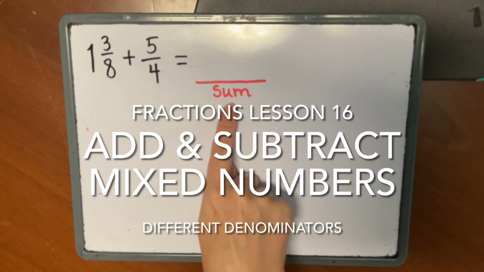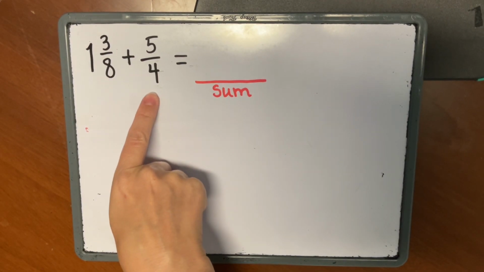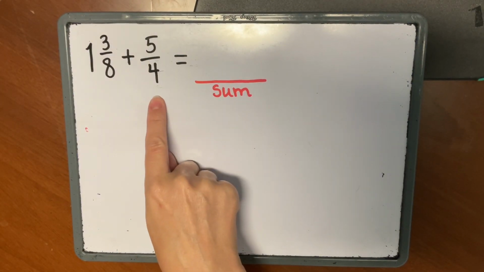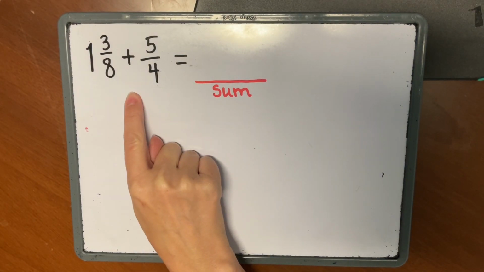What is the sum of 1 3/8 and 5/4? Today we're finding the sum, or the answer to an addition problem, with different fractions. What do you notice about these fractions? Can you name what kind of fractions they are? Pause the video and discuss.